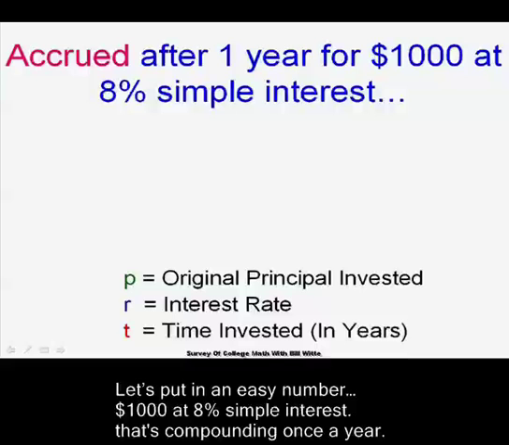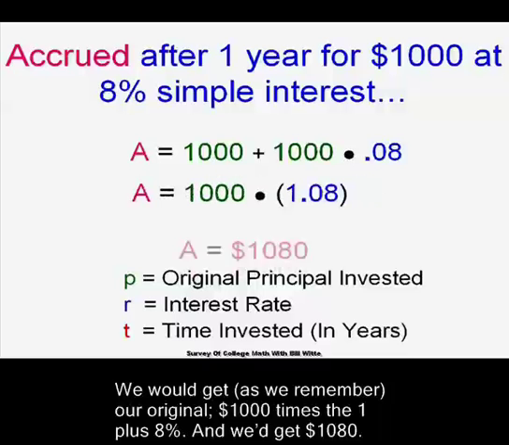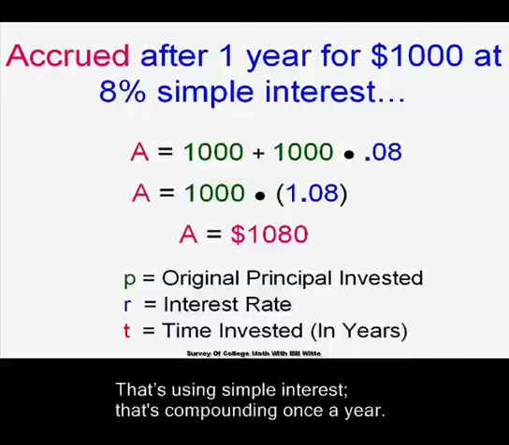Of course, if we put in, let's put an easy number, $1,000 at 8% simple interest, that's compounding once a year, we'd get, as we remember, our original amount, $1,000 plus 1,000 times the 8%, or 1,000 times 1 plus 8%. Get the idea? And we get 1,080. That's simple interest. That's compounding once a year.